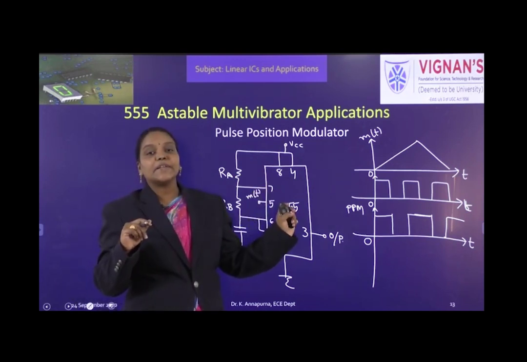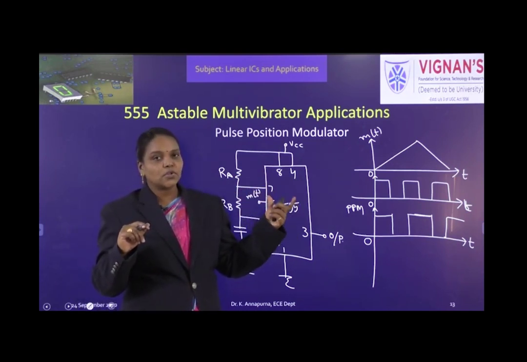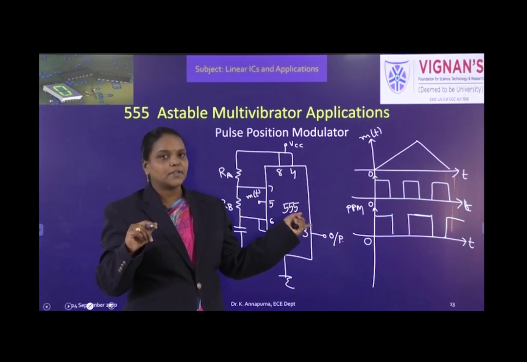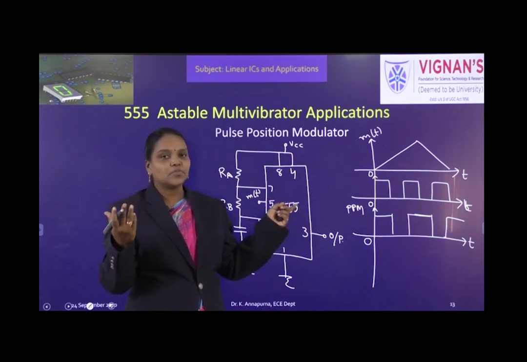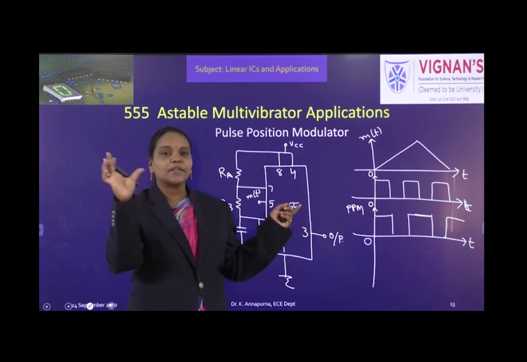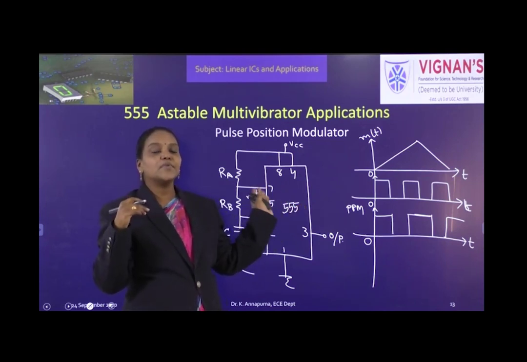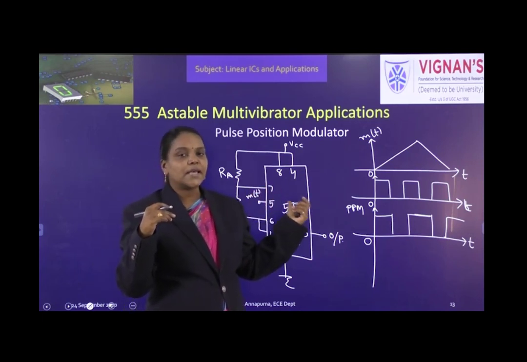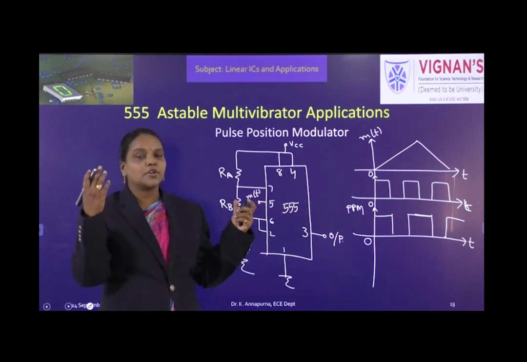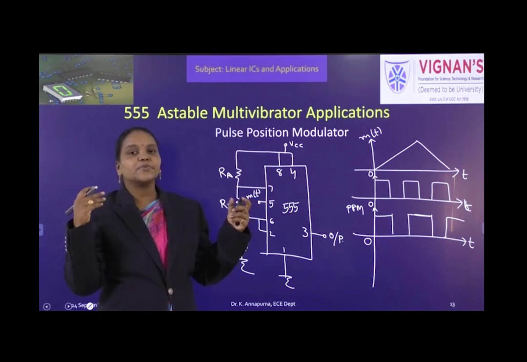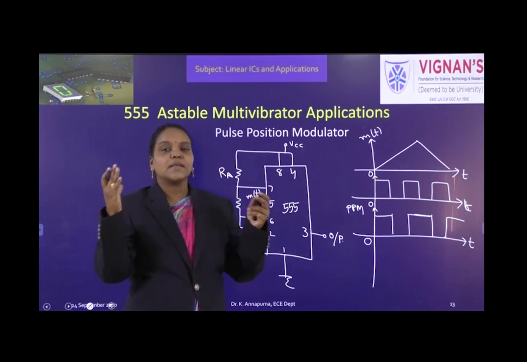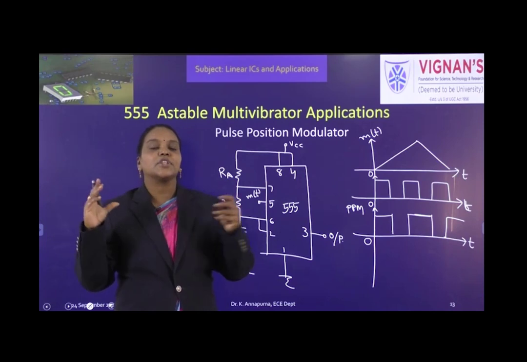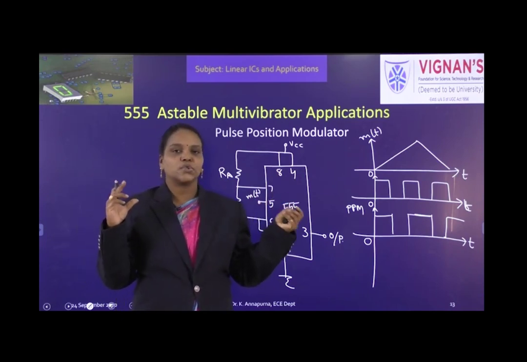In a monostable multivibrator, if we give the message signal to the control voltage pin, then it gives us pulse width modulation, where the width of the pulse is changing with respect to the message signal. Whereas in astable mode of operation, if we give the message signal to the control pin, then it gives the pulse position modulated output. Pulse position modulated output means the position of the pulse is varying with respect to the amplitude of the message signal.